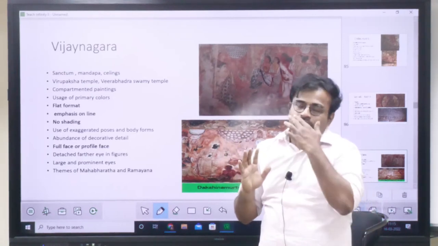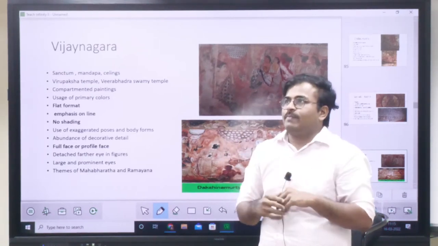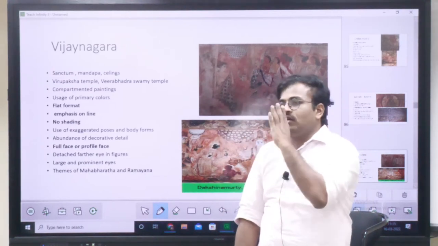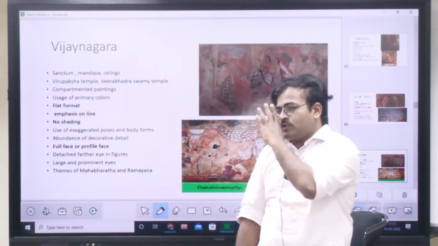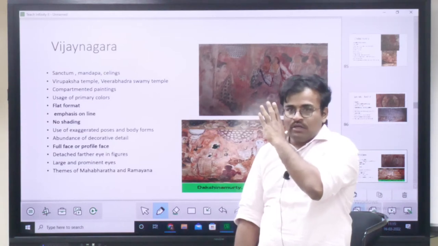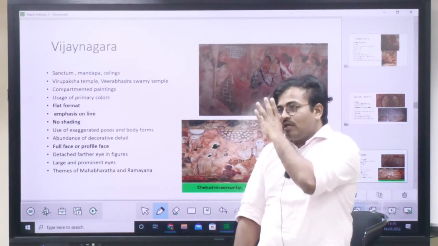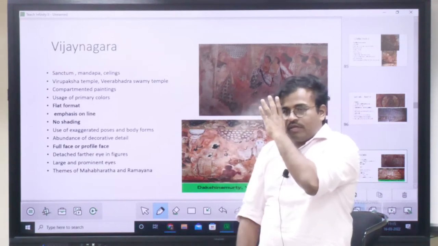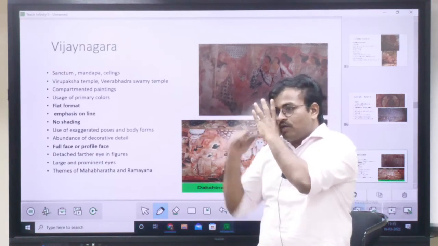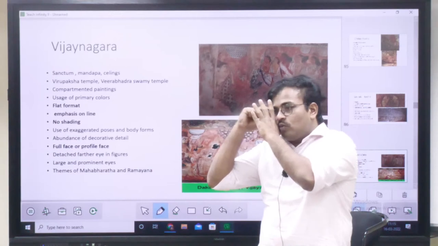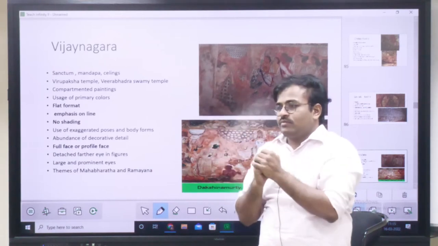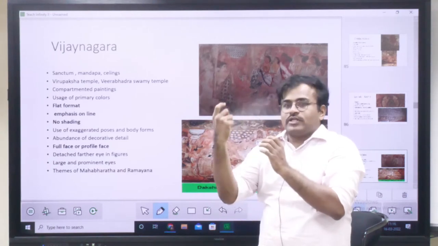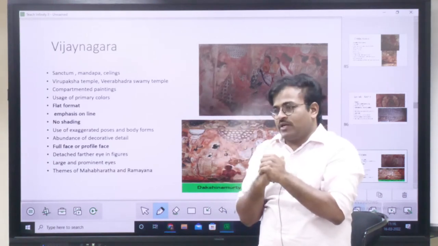Then along with that, if you see other aspects with respect to these paintings, some of the faces in these paintings are shown in three-quarter poses, but not in full face format. And in three-quarter poses, usually, the second eye is there, so they cannot show depth. So what they did is they started outward projection of this eye. I'll show the image, then you'll understand it better. So outward projection of eye started during the Vijayanagara period.